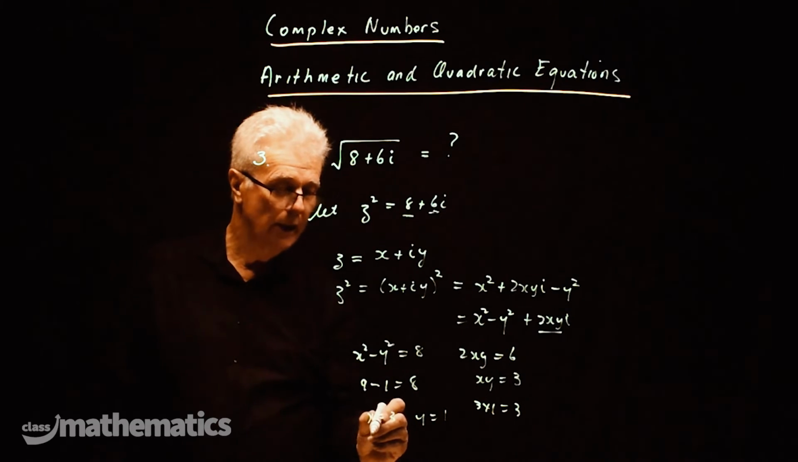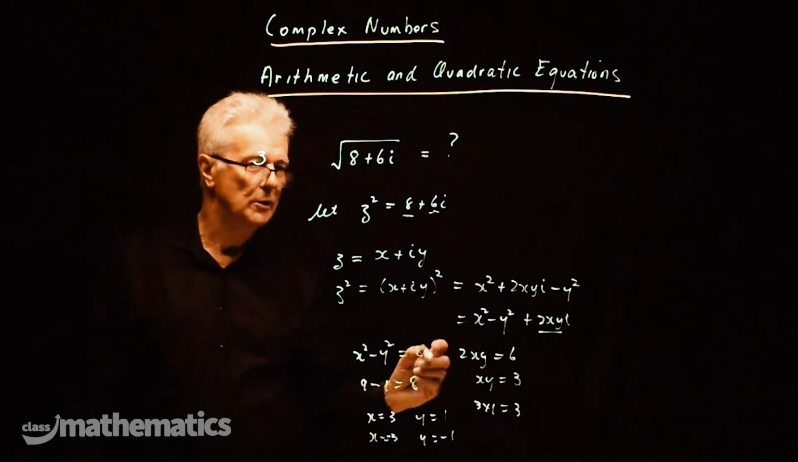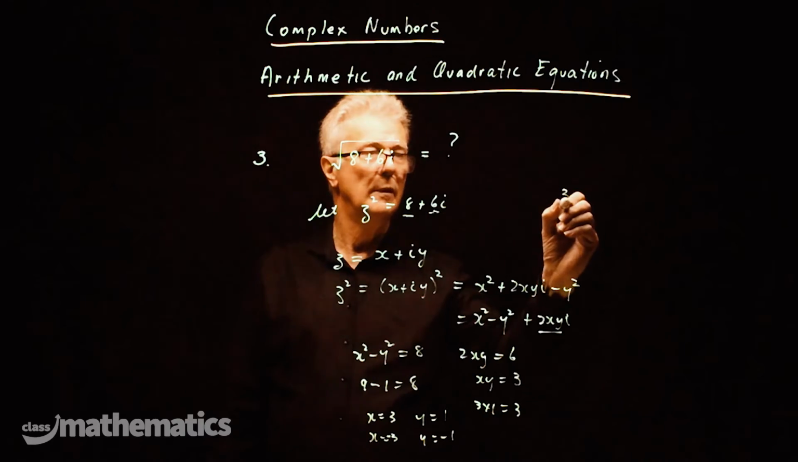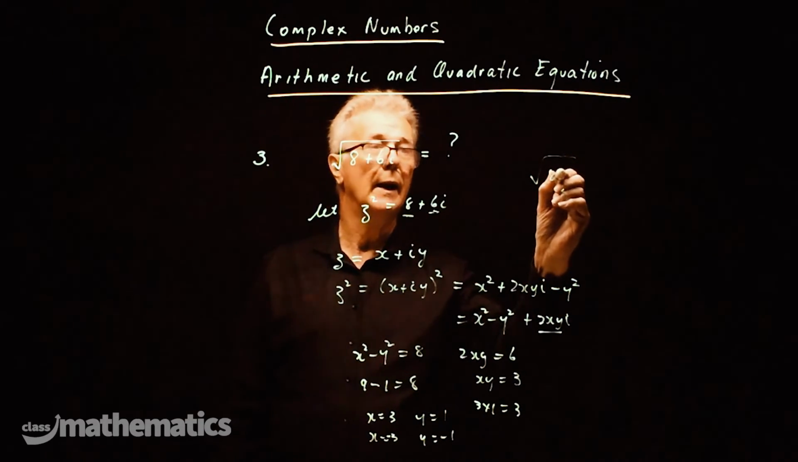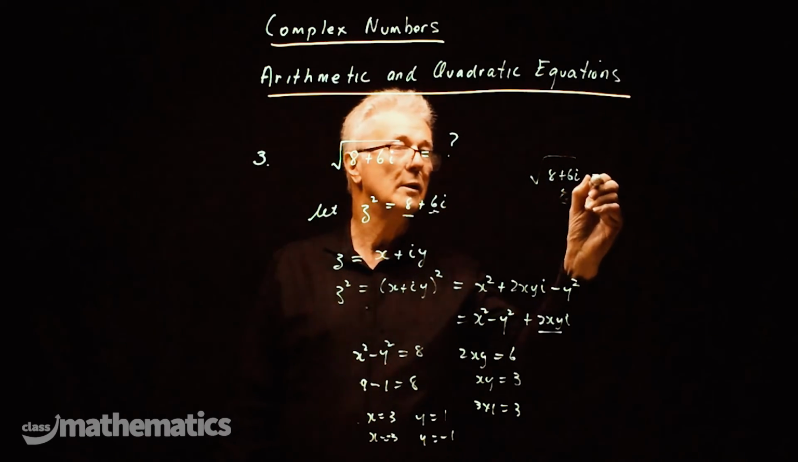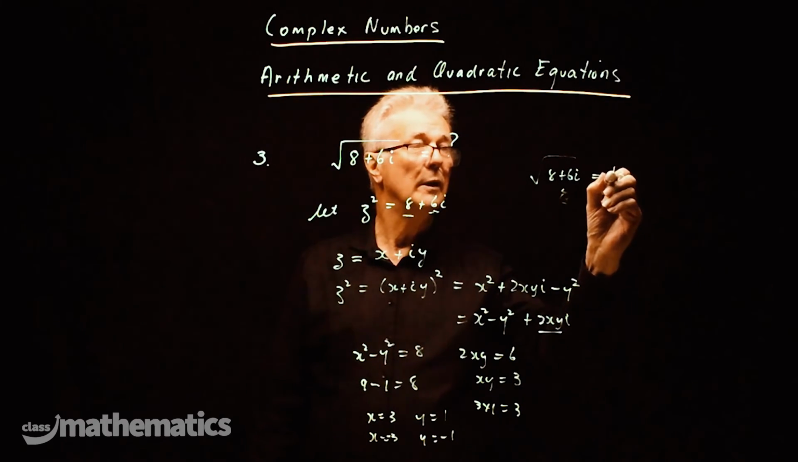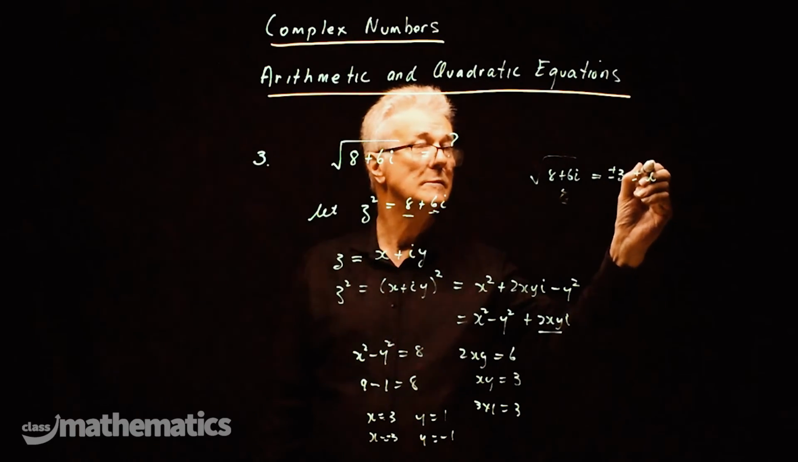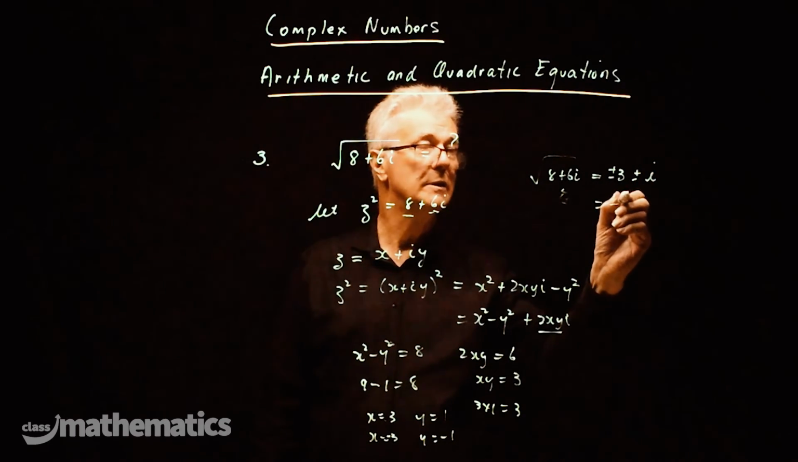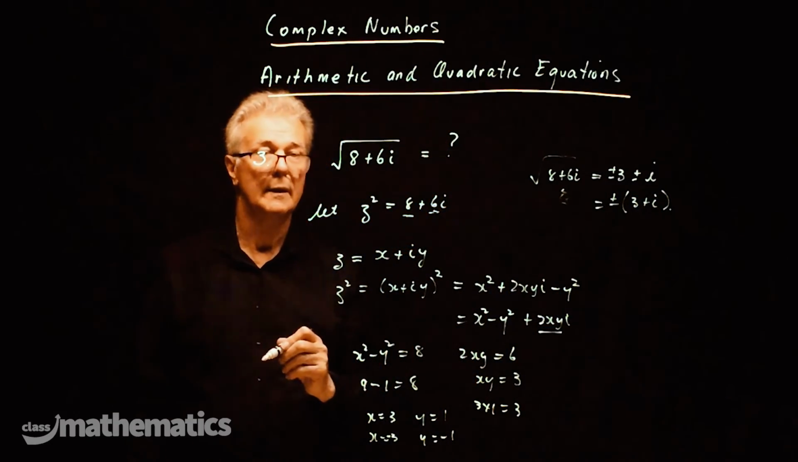So the solution is x equals 3 and y equals 1. But also, x could be equal to minus 3 and y could be equal to negative 1. So the solutions are that z, or the square root of 8 plus 6i, is equal to plus or minus 3 plus or minus i. Or another way of writing it is plus or minus (3 plus i). Done.